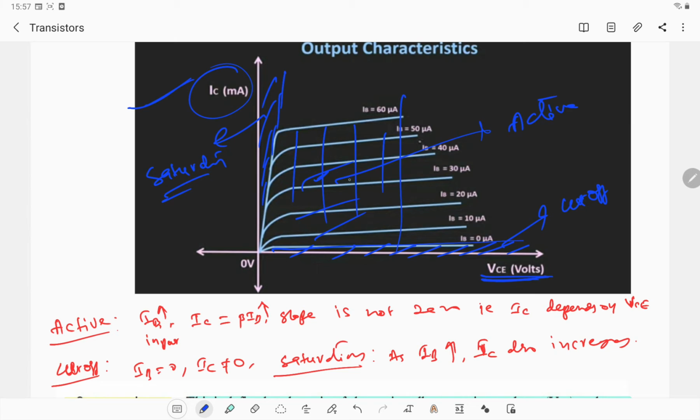Active region means that of the input junction and output junction, one is forward biased and the other is reverse biased. Cutoff region means both are reverse biased. Saturation region means both are forward biased. This is the saturation region and this one is the active region.